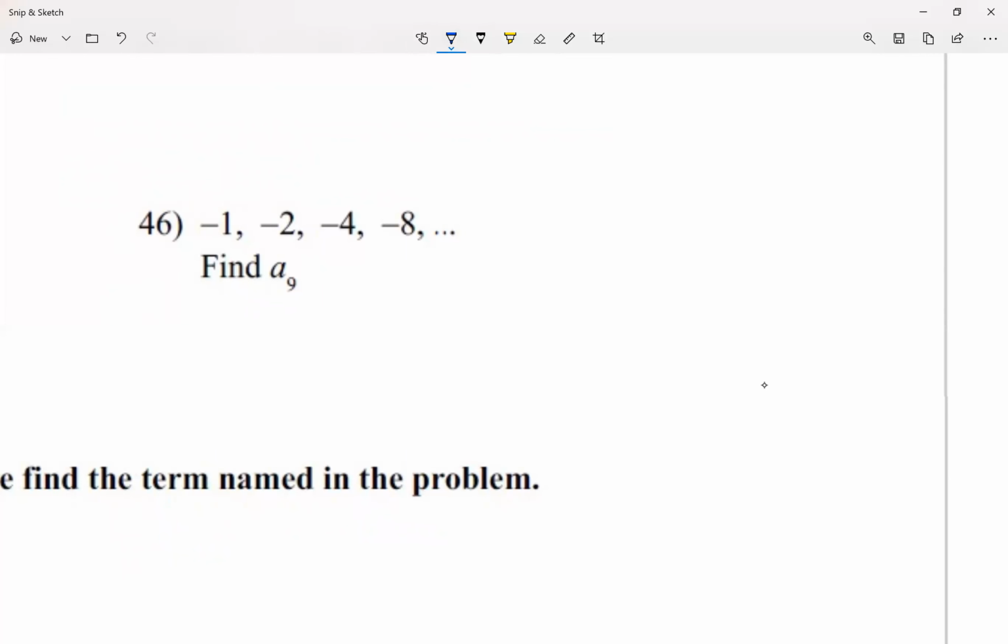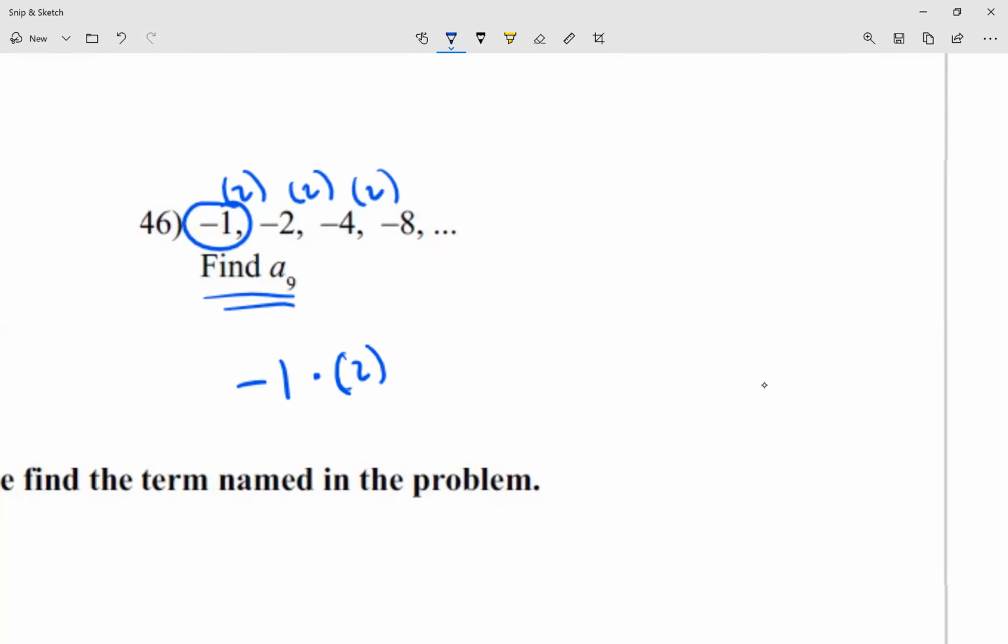For negative 1, right? If I multiply this by 2, negative 1 times 2, I get negative 2. Times 2, I get negative 4. Times 2, and then it seems like I keep on multiplying by 2. So now for this case, because multiplication works, I want you to find that 9th number on the list. Let me start with the first number, negative 1. And I'm going to multiply it by 2 8 times.